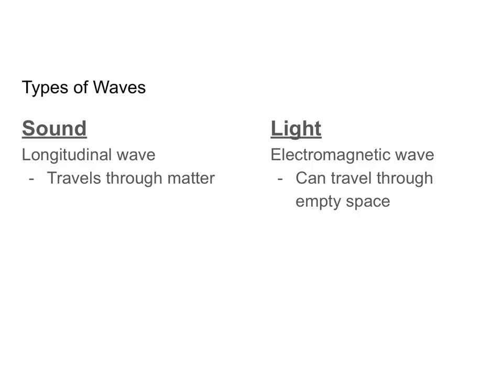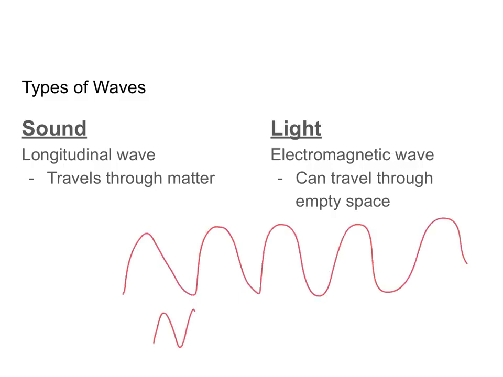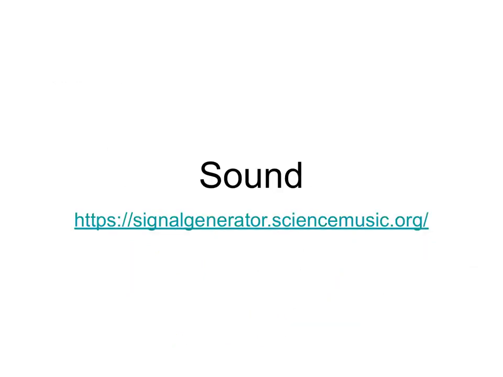And that's what we're going to be getting into today: how do the properties of sound and light change when the properties of their waves change as well? For sound, a really good website to go to is signalgenerator.sciencemusic.org. They have a great generator where you can look at how sound changes based on the frequency and the amplitude of the waves. You should really stop the video and go to this website and look at that if you have not done so already.